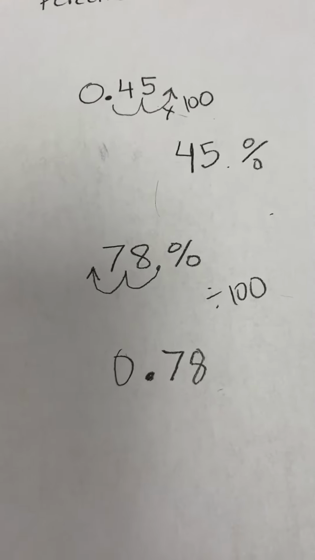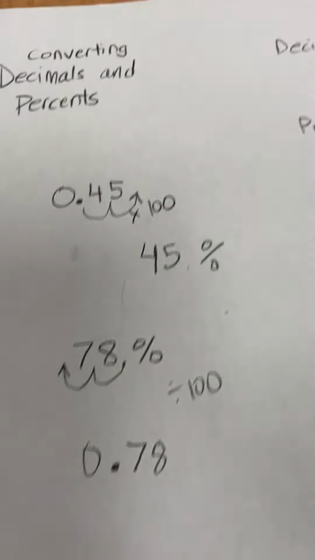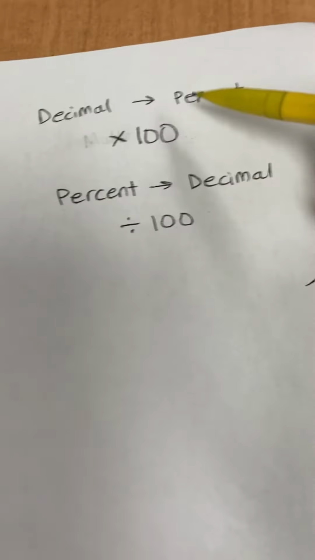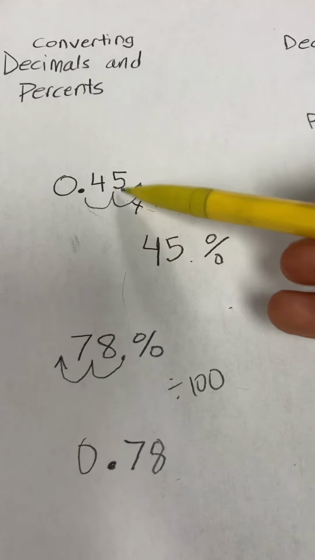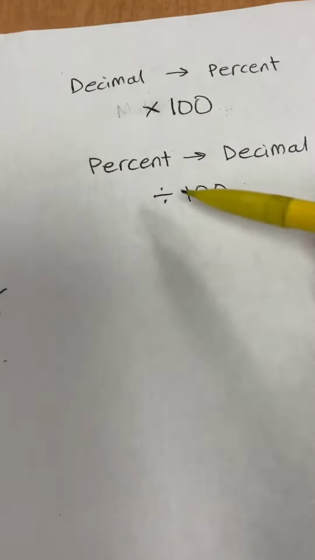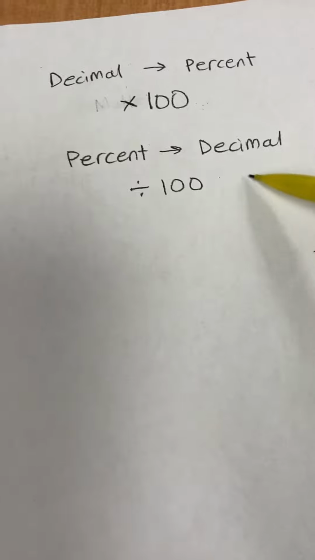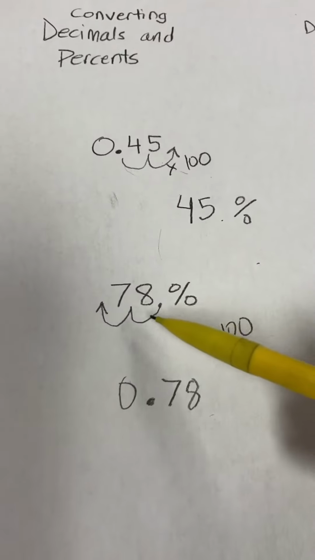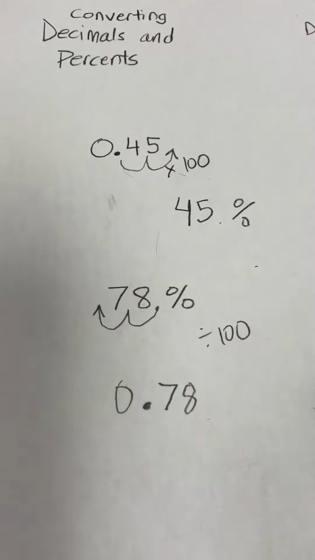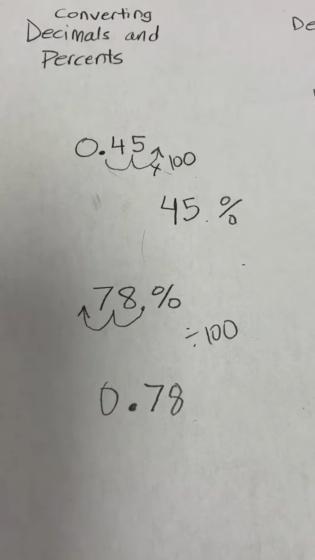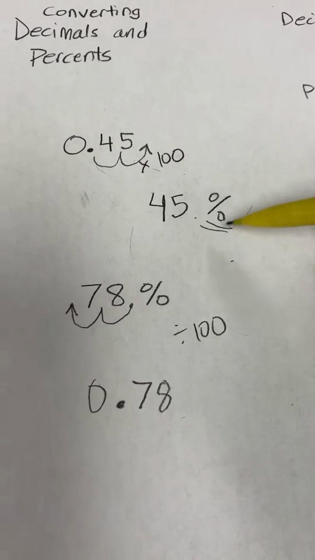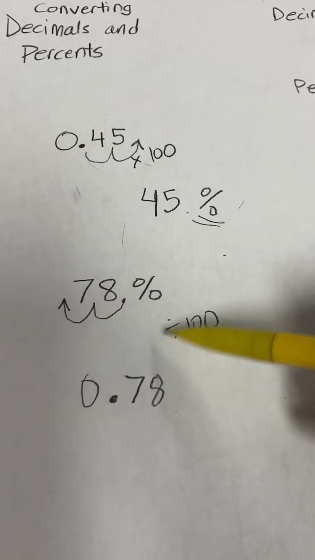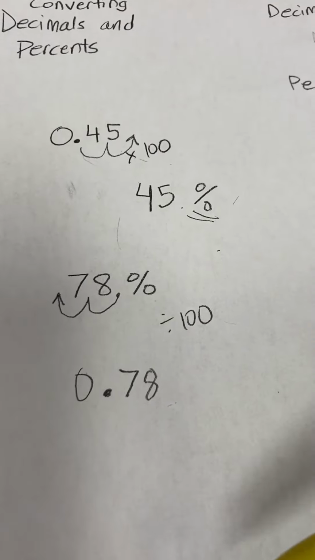See? Not too bad. So to convert a decimal to a percent, you move the decimal 2 times to the right. To convert a percent to a decimal, you move the decimal 2 times to the left. Make sure you include the percent sign when making a percent, and make sure you erase the percent sign when turning it into a decimal.